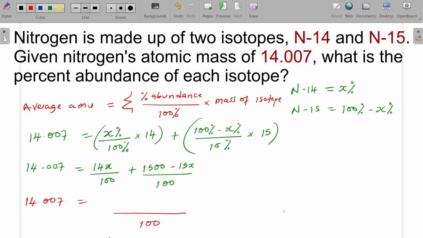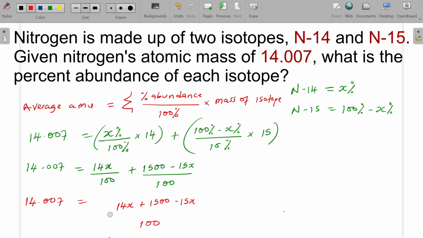And then 100 into 100 will go once. 1 multiplied by 14x will still give us 14x. And then this will be added to 100 into 100, which gives us 1. 1 multiplied by 1500 minus 15x will still give us 1500 minus 15x. Sorry, not x, but 15x. So this is what we are going to have there. On top, we have that part, and down there, we have 100.